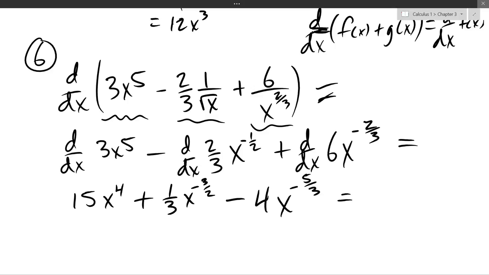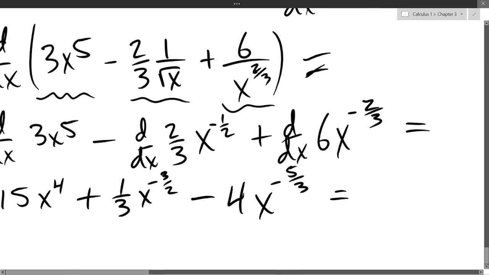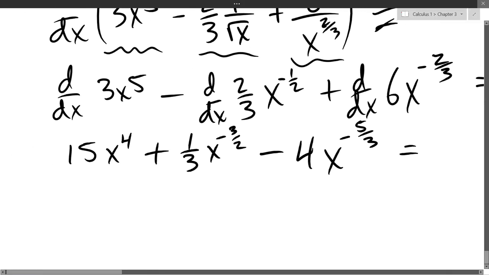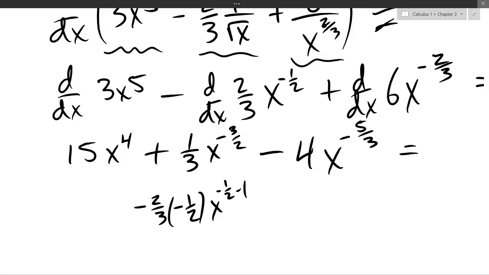So if you don't like what I wrote, it's probably because I skipped a step or two. So bring down the 5. 3 times 5 is 15. X to the 1 less than 5 is 4. So the first one should be pretty obvious. What's the step I didn't show on this one? This is negative 2/3 times negative 1/2 x to the minus 1/2 minus 1. So I saw the 2 cancel. Negatives make a positive, and then 1/3 is what's left over.